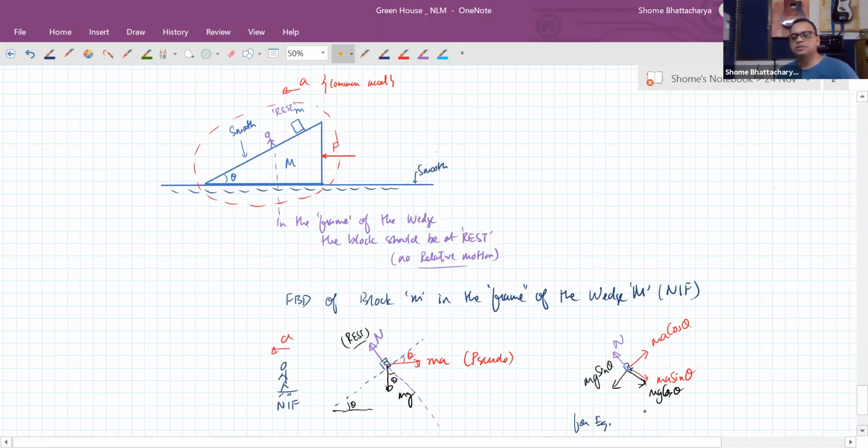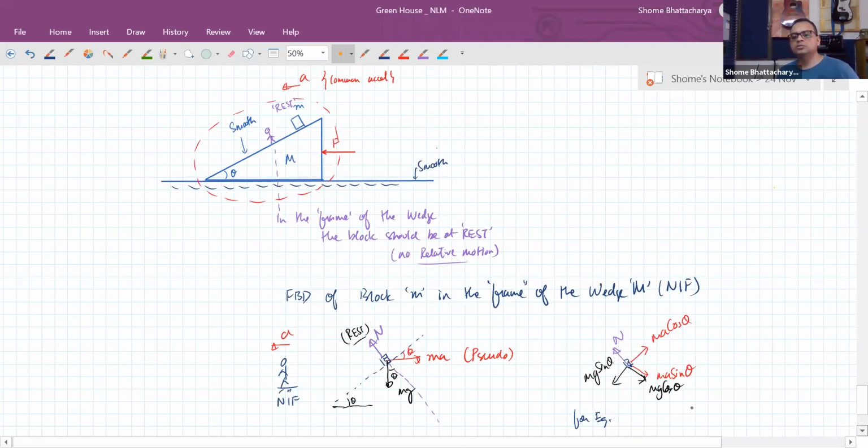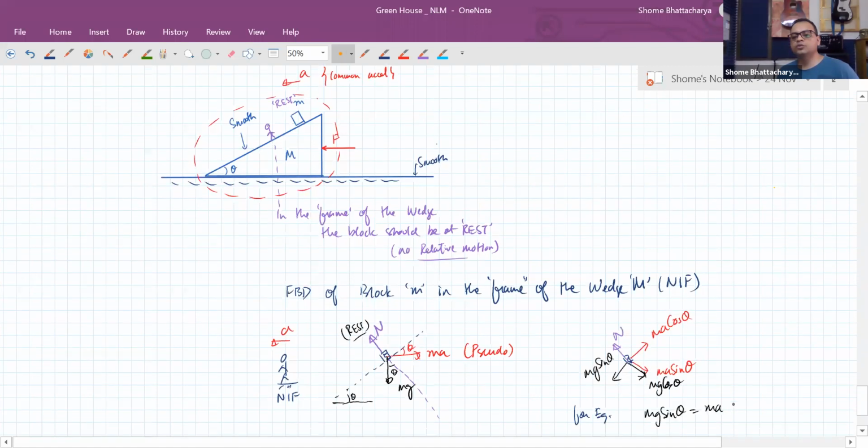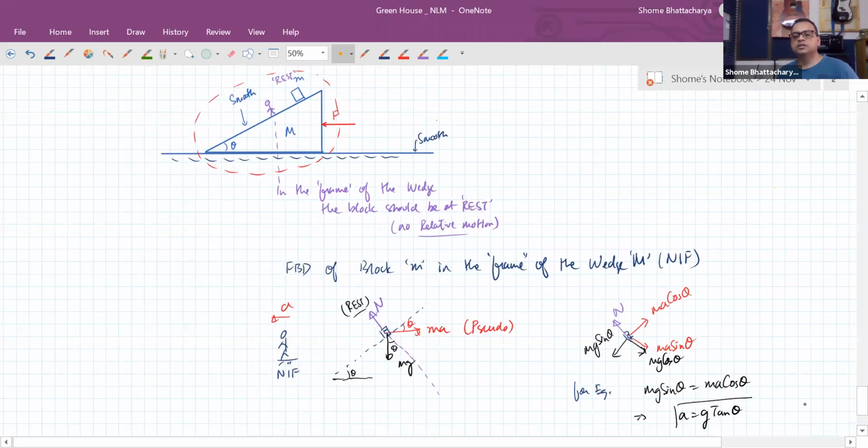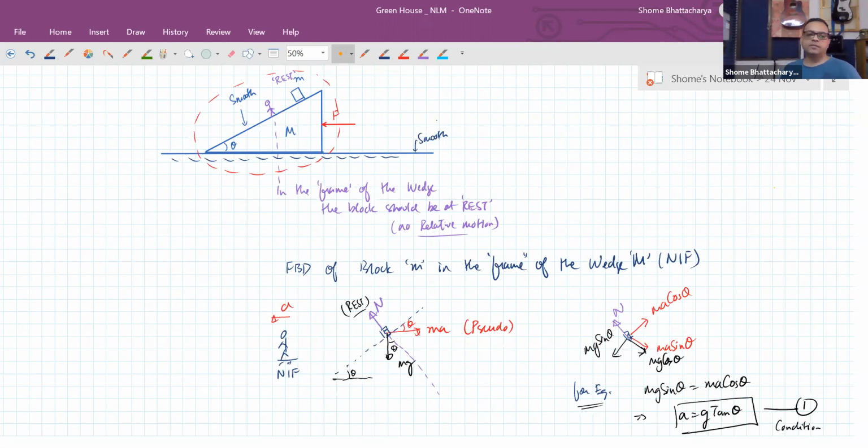So mg sin theta should be balanced by the pseudo force's cos component. So in other words, our a should be equal to g tan theta. So that is our first equation. This is the condition for equilibrium. This is the condition that we get.